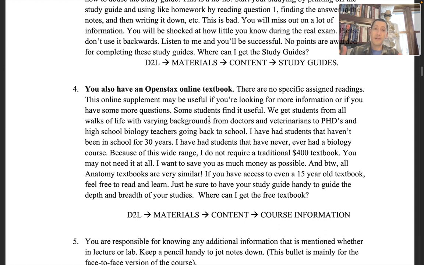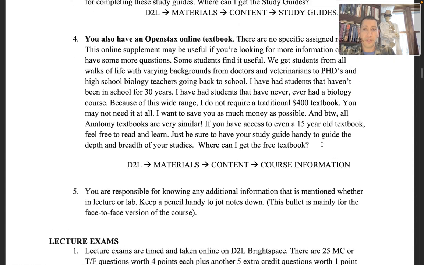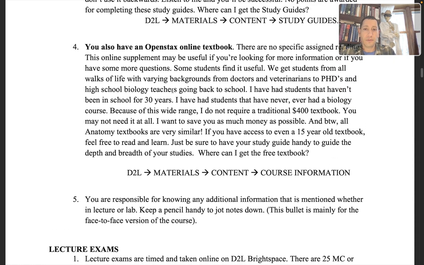I'm not going to assign anything, but if we're doing the heart chapter and you see the handout, you see the slides that we're going to do, you see the study guide and the questions I'm going to ask, then you can go to that part of the chapter and study accordingly. So that's that. Where do you find this online textbook?